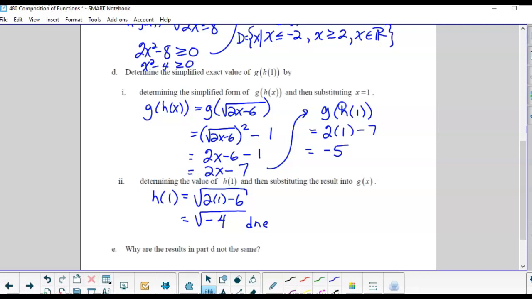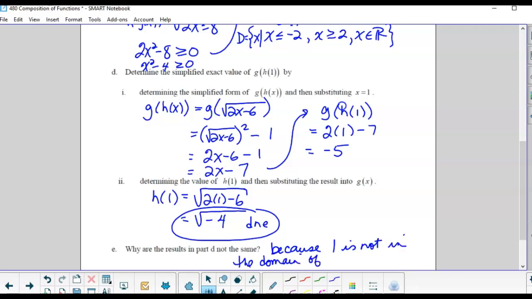We're trying to find g of h of 1. The first method was by finding the expression in terms of x and then substituting 1 in. The second method was starting from the inside out, substituting 1 in, and then if we got a result, putting it into g, but we didn't. We got an imaginary number, is really what it is. Okay, so why are the results in part D not the same? Because 1 is not in the domain of g of h of x.